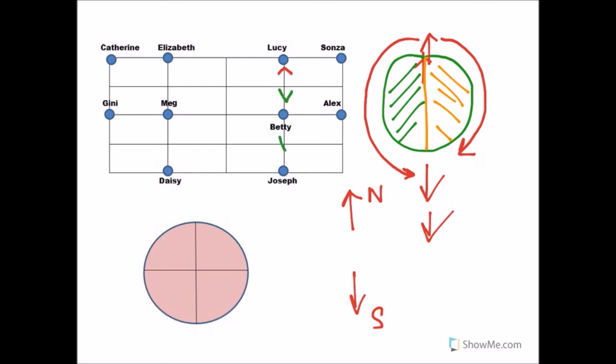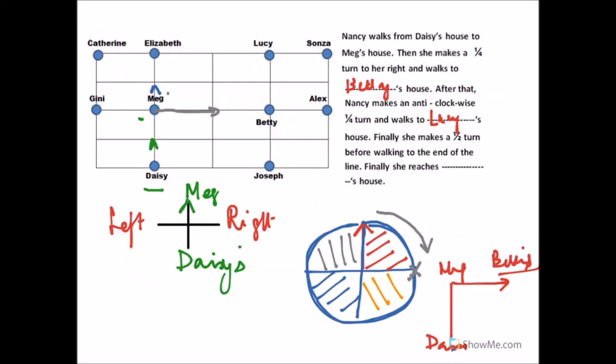So she keeps proceeding till she reaches the end of the line, and Joseph being at the end of the line, she reaches Joseph's house at the end of the journey. So finally she reaches Joseph's house.